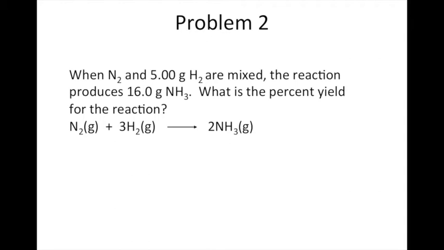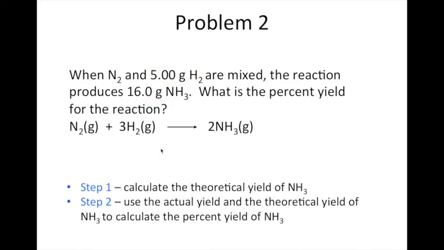Okay, so in this problem, we're told that we have 5 grams of hydrogen. That's what we're starting with, and we are asked to calculate the percent yield. We're also told that we produce 16 grams of our ammonia. So the 16.0 grams of ammonia is what we actually produce. That's our actual yield. So as before, the first thing we want to do is calculate the theoretical yield, and then we want to calculate the percent yield.